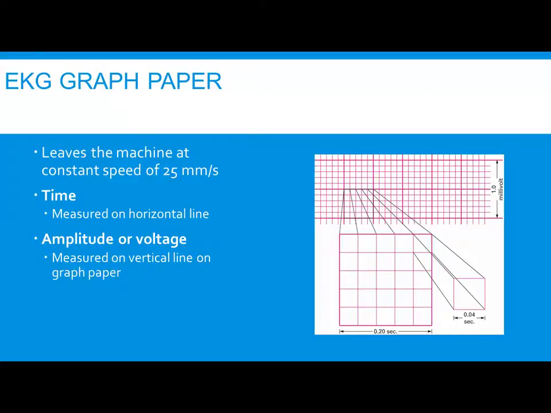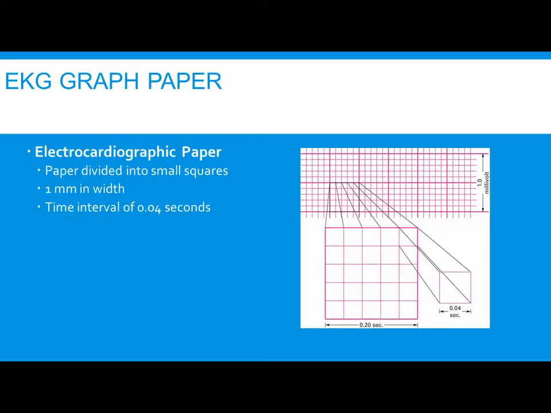EKG graph paper moves at a constant speed. It is calibrated. It has to go at a speed of 25 millimeters per second. All right? It has to go at that speed in order for it to be calibrated correctly between the heart's rhythmicity and what we're trying to depict on the graph paper. Each small square is 1 millimeter in width with a time interval of 0.04 seconds. Okay? So we've already established that.